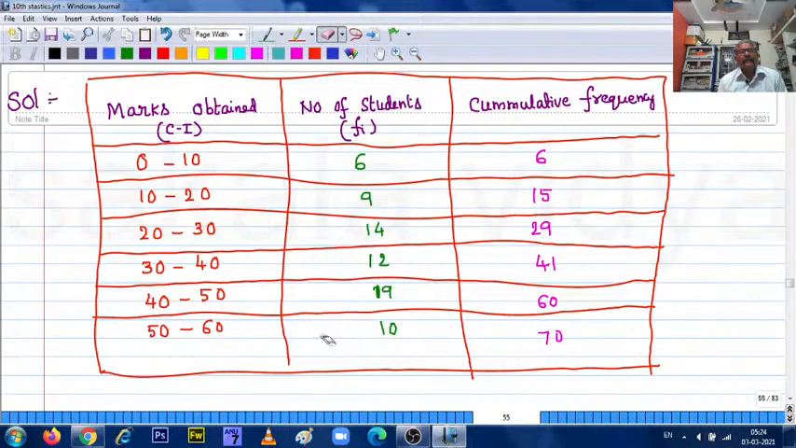So let me explain how to find out. First write down 6. 15 minus 6 is 9. 29 minus 15 is 14. 41 minus 29 is 12. 60 minus 41 is 19. 70 minus 60 is 10.